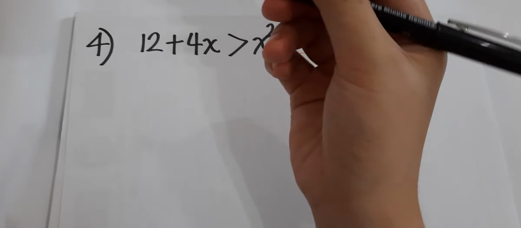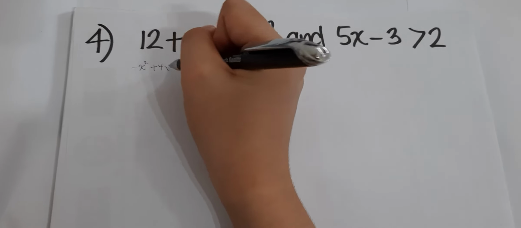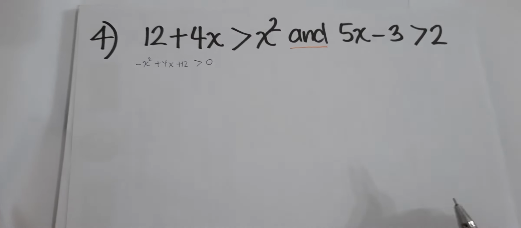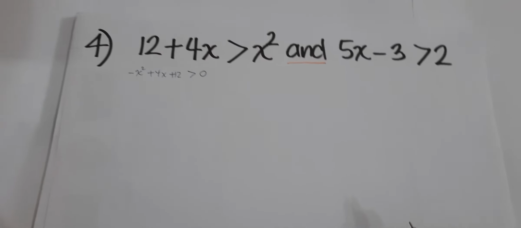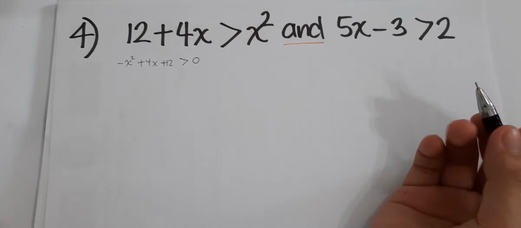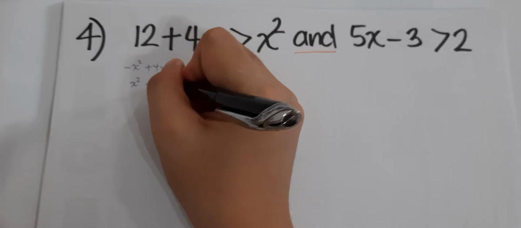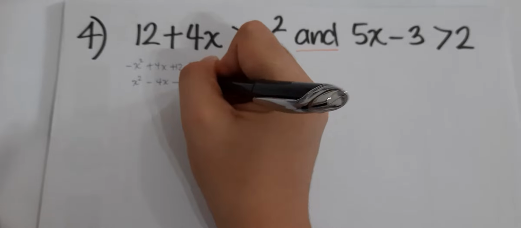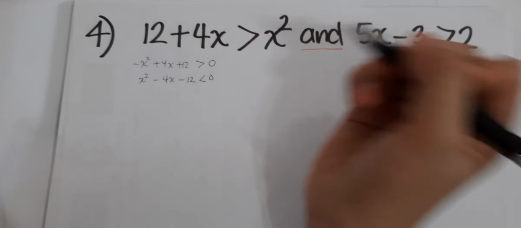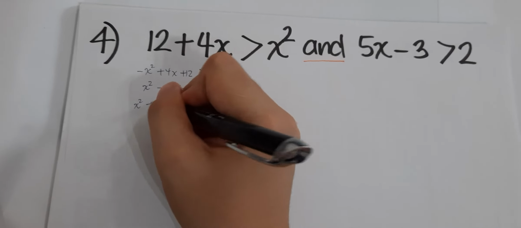Okay, we will solve this. So this will be minus x squared plus 4x plus 12 greater than 0. Now I'm not good with negative, so I'm going to divide all by -1. So this will become positive, negative, negative. If I divide by negative, so this will change. Always remember that.